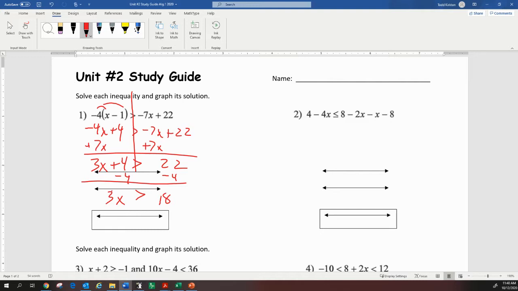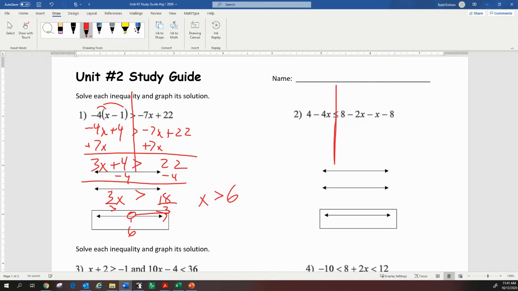Right here, when I divide, if I divide by a negative, I flip the inequality. I'm not going to. X is greater than 6. Put it on there. There's an extra number line there, I think, for you. Arrow going to the right. That was what the quiz was over.